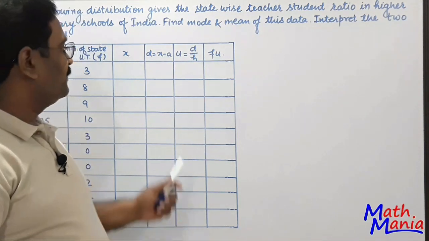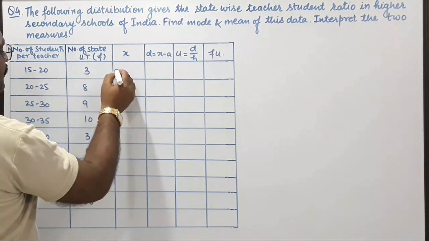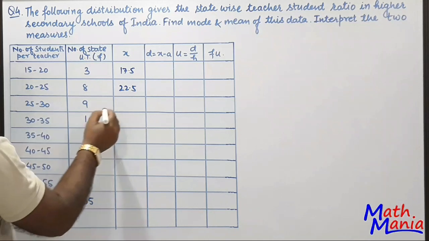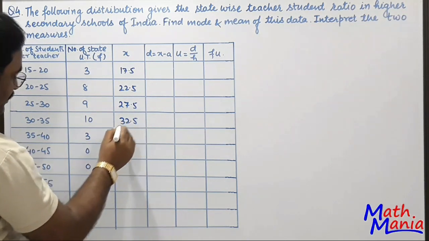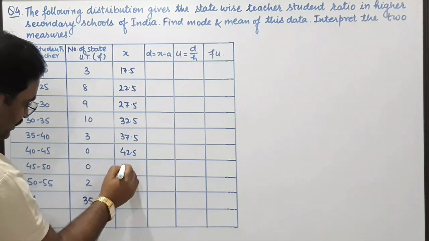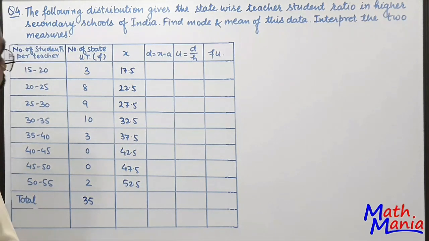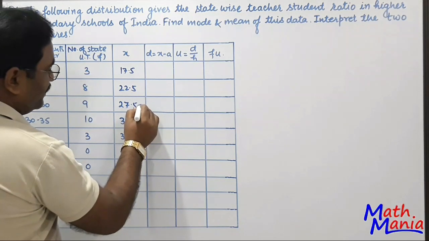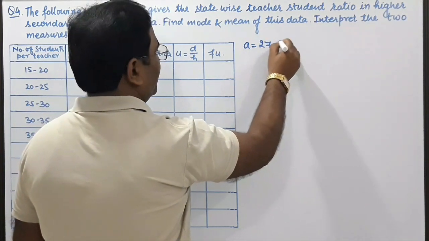Now let's find the value of x, which is the midpoint of each class. For 15 to 20, it's 17.5. This is 22.5, 27.5, 32.5, 37.5, 42.5, 47.5, and 52.5. Right, friends, in this we need to take a value of A, which you can assume as you wish. So we have taken A as 27.5, the value of A.